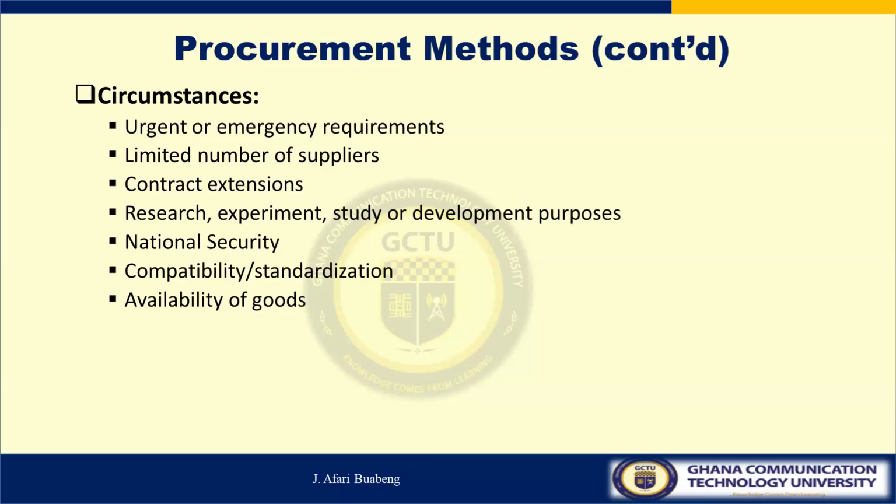So that is why we don't see the military advertising for ammunition suppliers. You don't see them, or even their uniforms. You don't see them advertising because it has to do with national security. You can't just open up like that. Or public health or public safety, things like that. You don't want to allow people to know everything about your national security. Compatibility or standardization purposes.